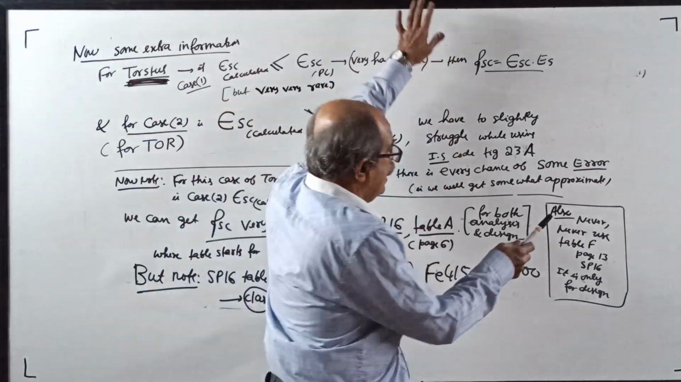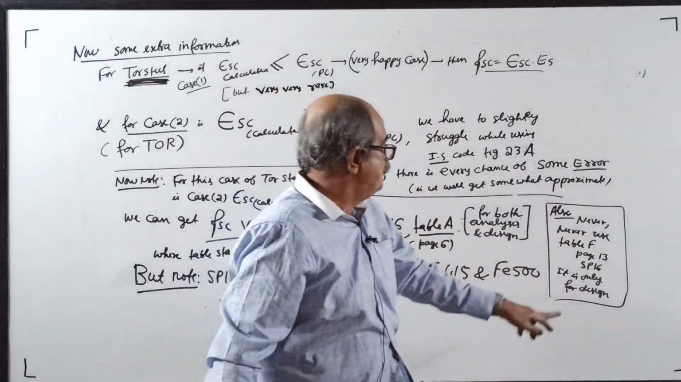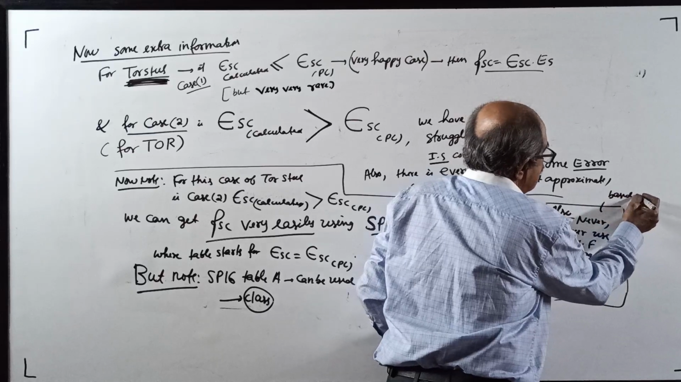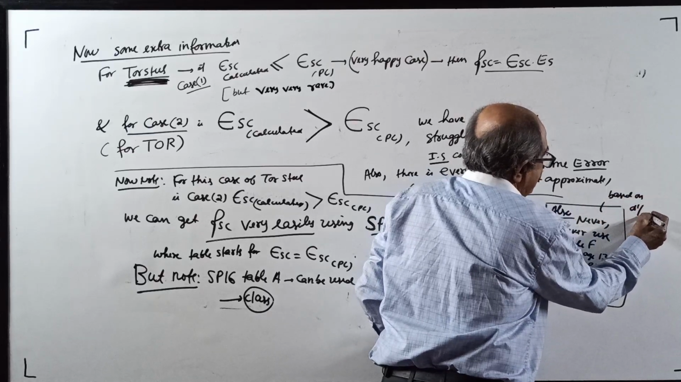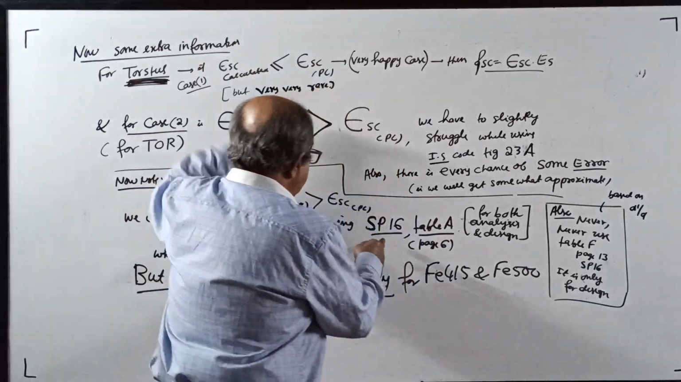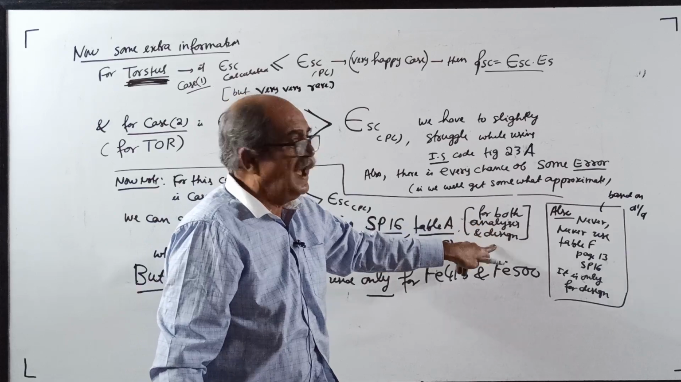Now, also never and never use Table F. Table F is based on D dash by D. It is wrong. That is valid only for design. But this table is valid for both. It can be used for both analysis and design.